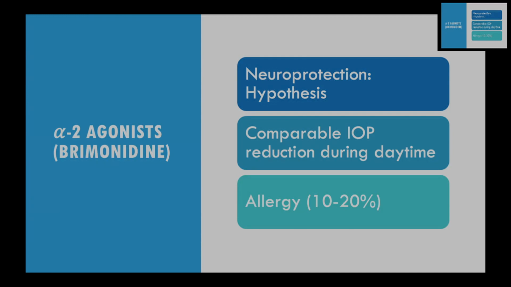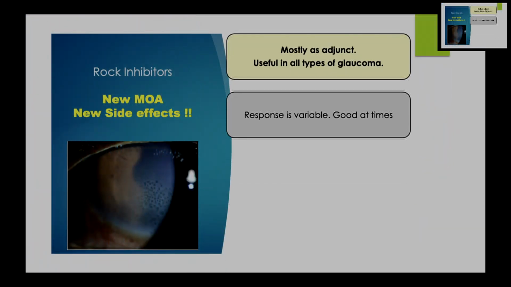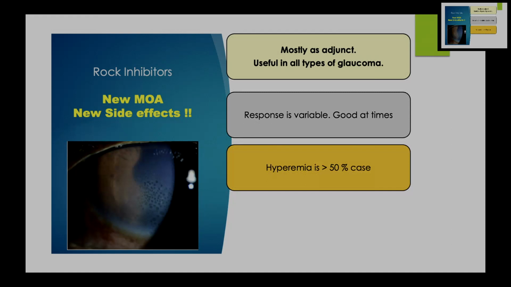You are not only bothered with intraocular pressure, you are also looking into neuroprotection. Definitely a brimonidine can be a good option. A ROCK inhibitor can be used in all types of glaucoma, especially in non-mutational glaucoma also they are useful. They are supposed to be both vascular and neuroprotective.